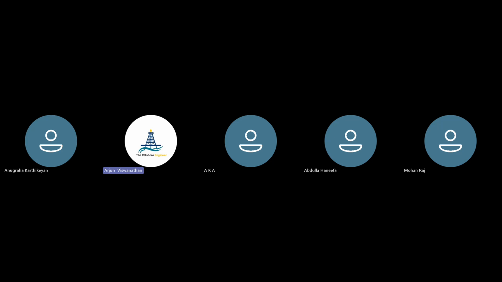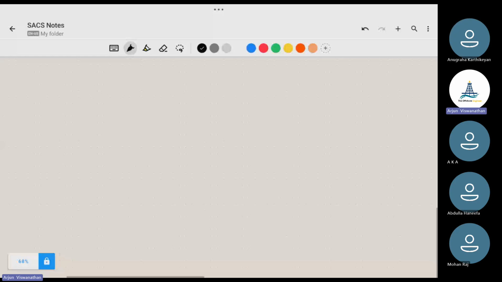Now let's say this is our sea level. Can you see my screen or do I need to share again? No. Okay, one minute. Just hold on. Okay, can you see my screen? Yes. Okay. So here, let's say this is our sea level.